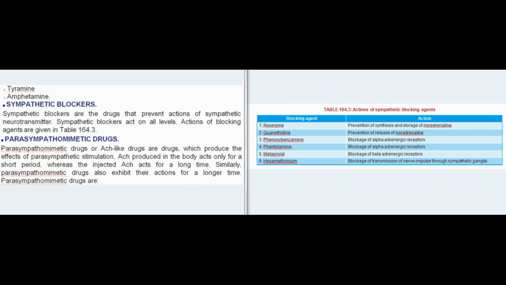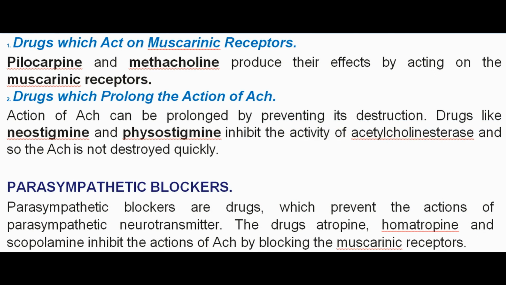Parasympathomimetic drugs. Parasympathomimetic drugs, or ACH-like drugs, are drugs which produce the effects of parasympathetic stimulation. ACH produced in the body acts only for a short period, whereas injected ACH acts for a long time. Similarly, parasympathomimetic drugs also exhibit their actions for a longer time. Parasympathomimetic drugs are drugs which act on muscarinic receptors. Pilocarpine and methacholine produce their effects by acting on the muscarinic receptors.